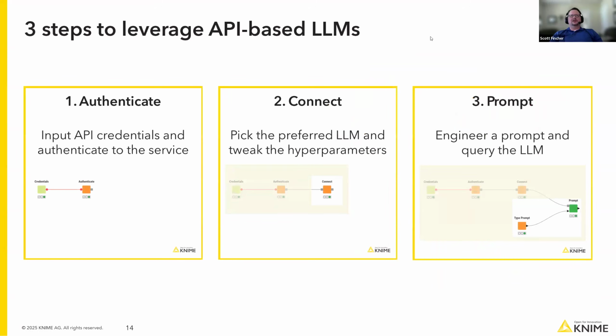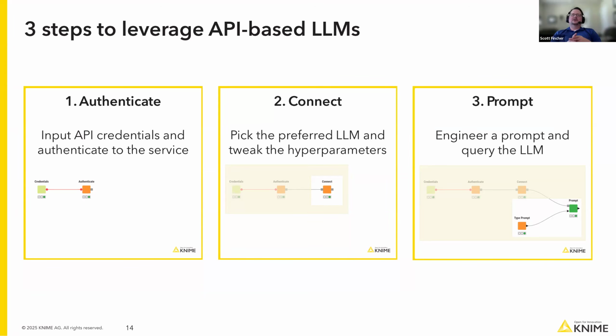We're going to see some of these notes here in a minute. So there's a simple 3-step process to using API-based LLMs within KNIME. I won't show you how to use local LLMs within KNIME, but it's really similar, actually. You're just using a slightly different set of nodes to do it. So first thing you're going to do is authenticate. You need to provide your credentials to whatever service it is you've decided to use.